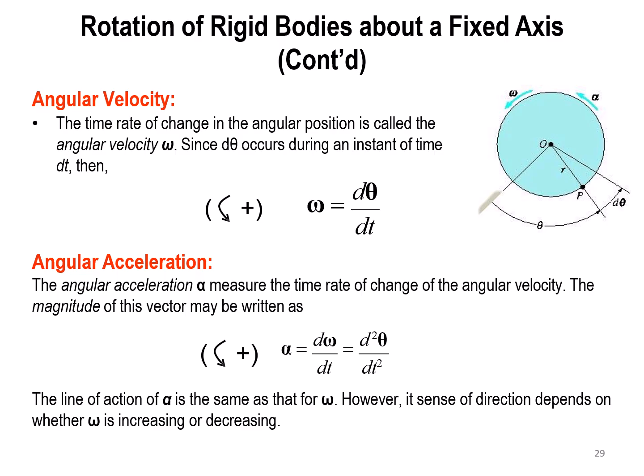However, its sense of direction depends on whether omega is increasing or decreasing. If it's increasing, alpha and omega are in the same direction. If it's decreasing, they are in opposite directions. That is what we call acceleration, meaning it's increasing, or deceleration, meaning it's decreasing.